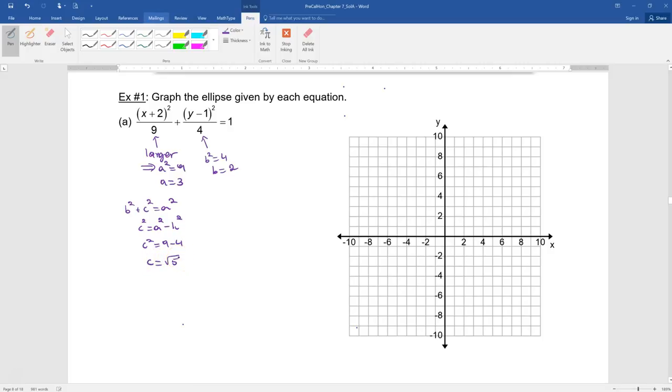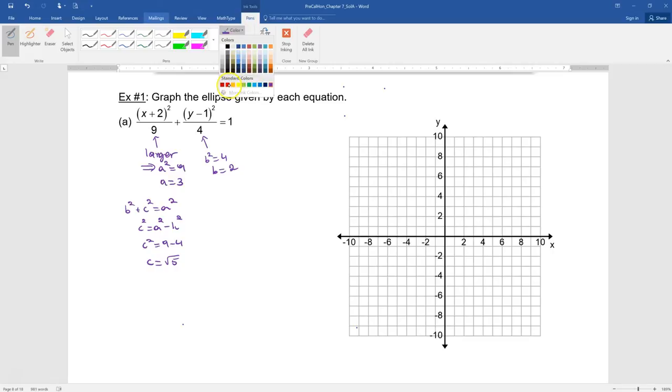Now, do we do plus or minus? No, because it's a distance. C is the distance. C is not a coordinate. It's a distance. Okay? Now, I also need the center.